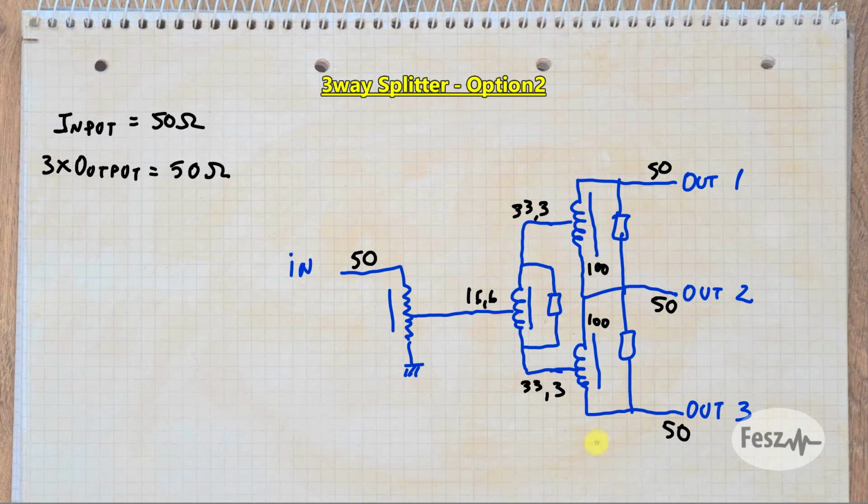Now, with this design, what I meant by better symmetry is that the outputs all look very similar. The signal always goes through the same transformers, so you should get similar imperfections. That's the theory anyway.